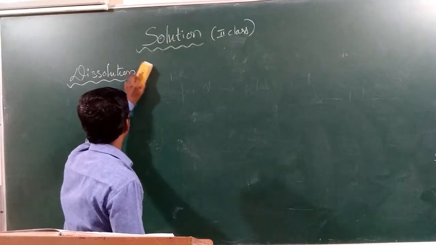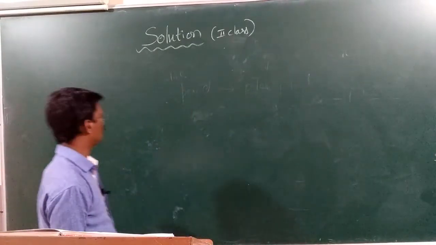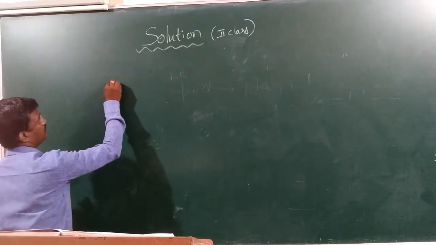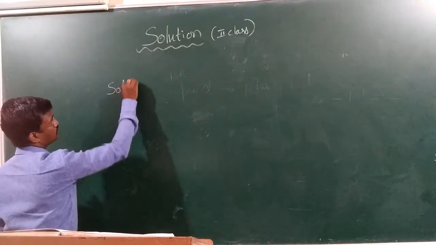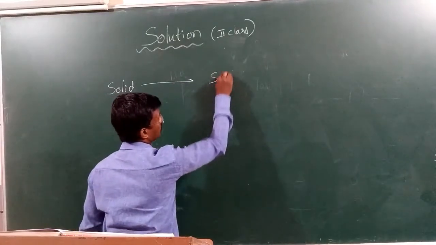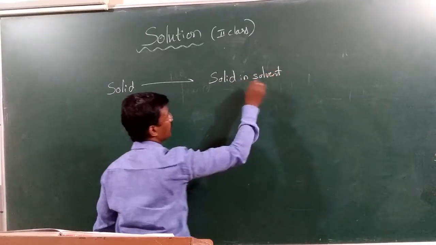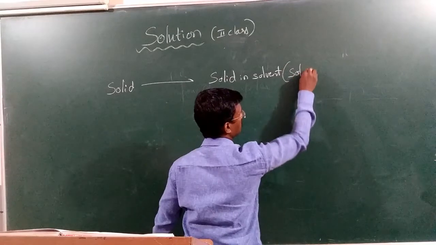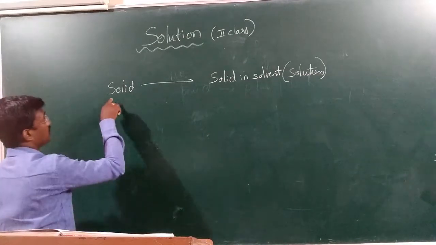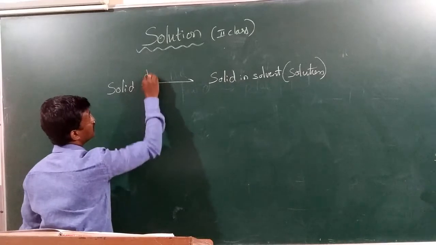In the dissolution, the continuation of this dissolution, one more most important definition is solubility. So when solid compounds are mixed in a solvent, we get the solid compound in the solvent. That's why we call that a solution. Solution contains the solute and solvent. When the solid goes into the solvent, it should undergo dissolution.